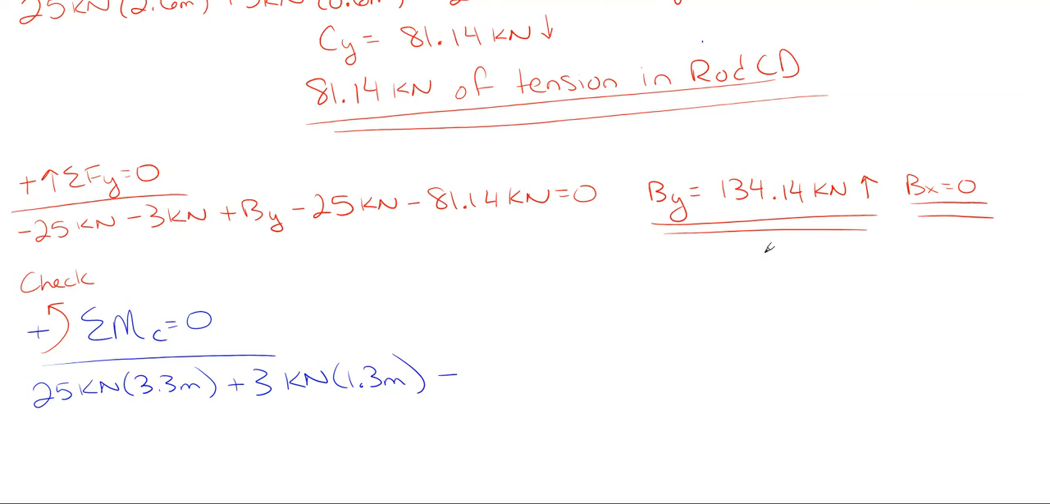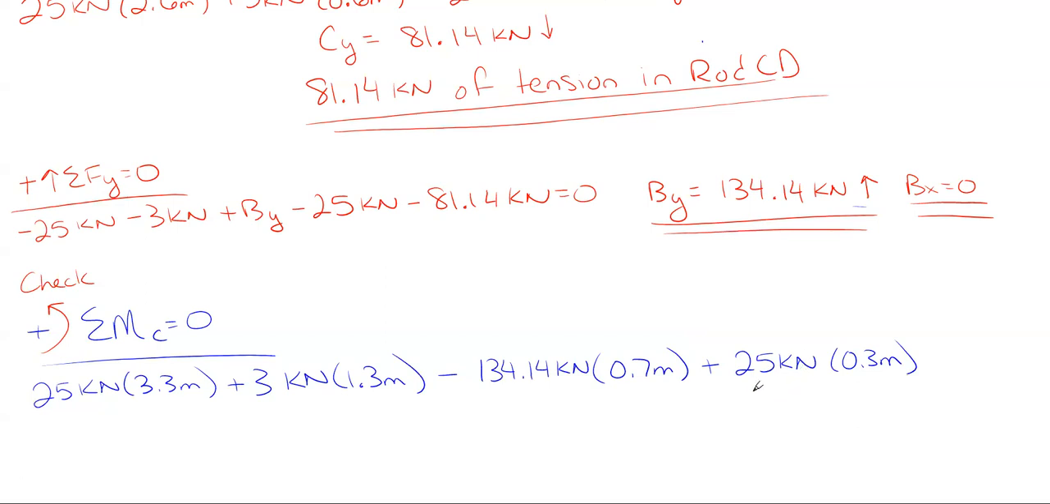Point B, B sub y is going upward, so it would be rotating clockwise about point C, so that'd be negative 134.14 kilonewtons of force times a distance of 0.7 meters. And then the 25 at point E would also be rotating counterclockwise about point C, so it is positive, times its distance of 0.3 meters. And that would be it, since C sub y goes right through C. Do not include it in your moment equation.